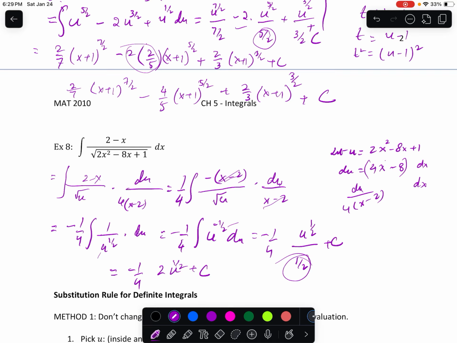We are still not done. Now we have to substitute back the u, and then we can simplify the expression. So this 2 will cancel 4 and we'll end with negative 2 at the bottom, or negative 1 over 2. So now I'm going to write the final answer, which is negative 1/2 times square root of 2x squared minus 8x plus 1, plus c.